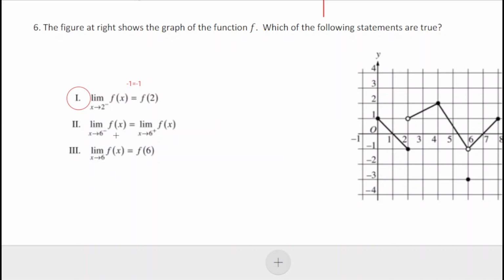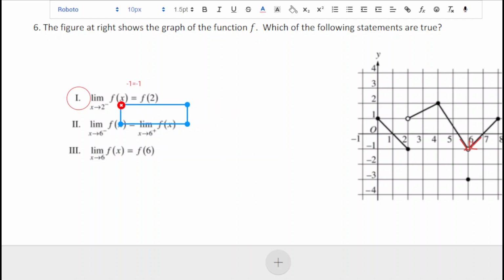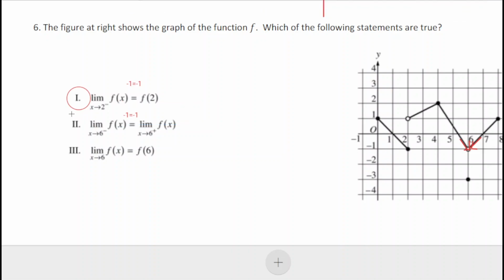For part 2, we're comparing the left and the right hand limits when x approaches 6. So if I'm looking at 6, I'm approaching 6 from the left, and I'm approaching -1. Approaching 6 from the right also approaches -1. So this is going to be basically the same thing, right? It's just kind of coincidence that these things equal the same, but yeah, -1 does equal -1, so this is another true statement.